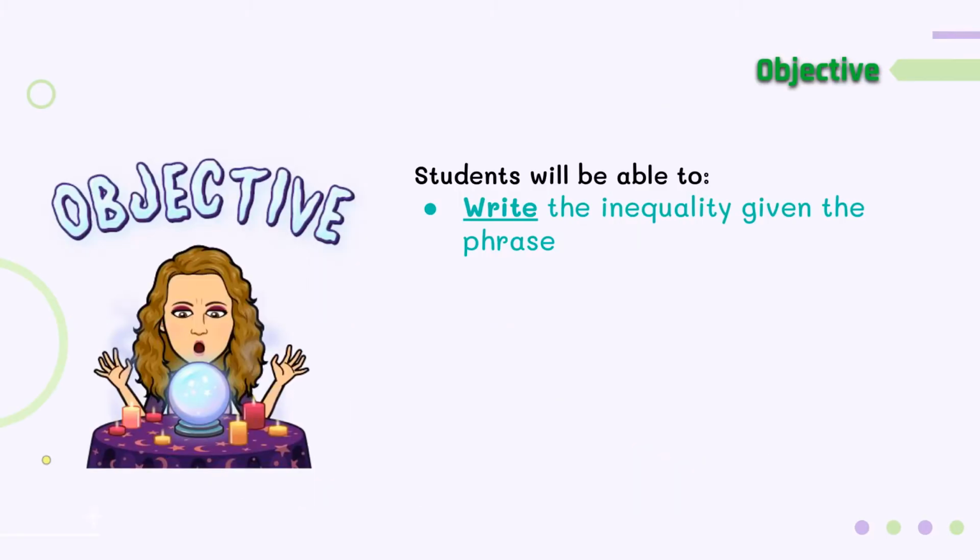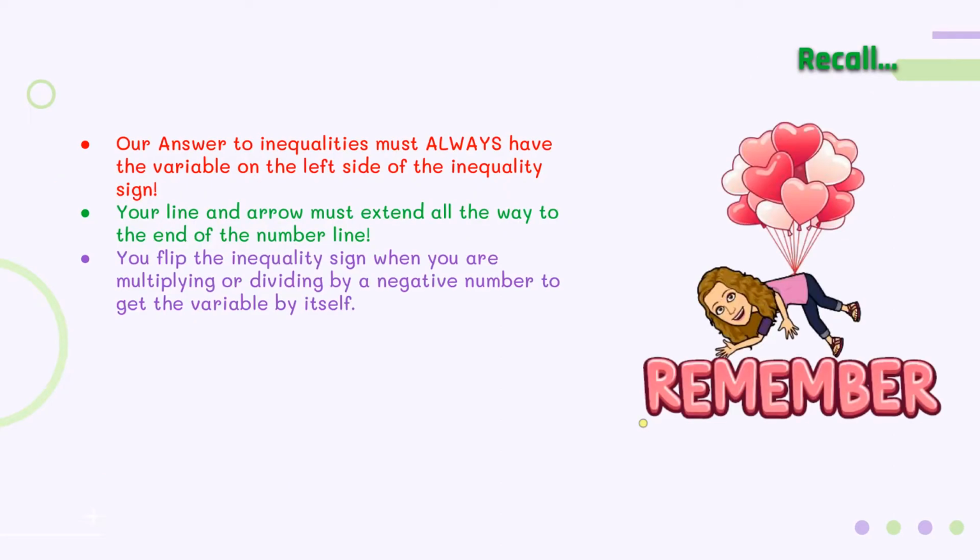In today's lesson, students will be able to write the inequality given the phrase. Just reminders for our previous unit material. Your answers to inequalities must always have the variable on the left-hand side of the inequality sign. Your line and arrow must extend all the way to the end of the number line, and you flip the inequality sign when you are multiplying or dividing by a negative number to get the variable by itself.